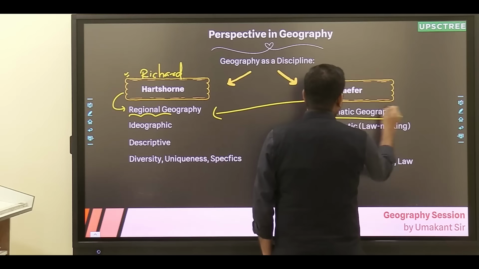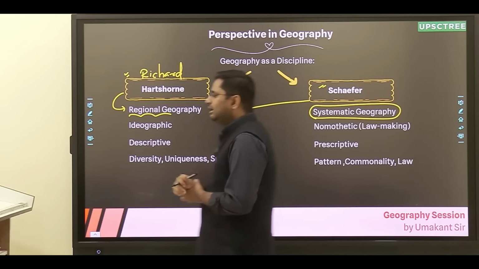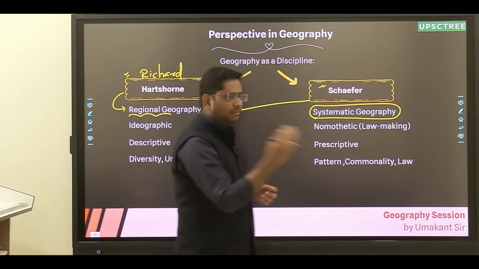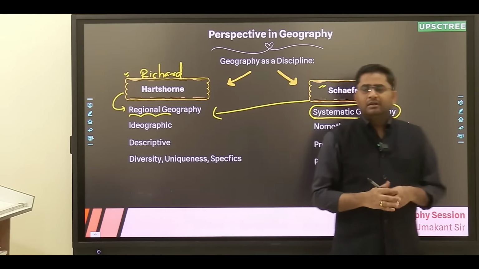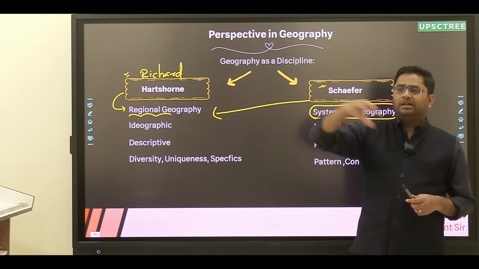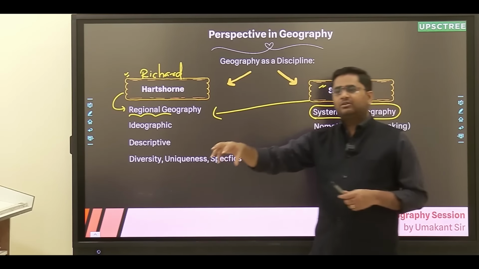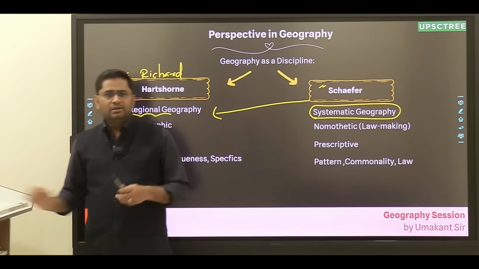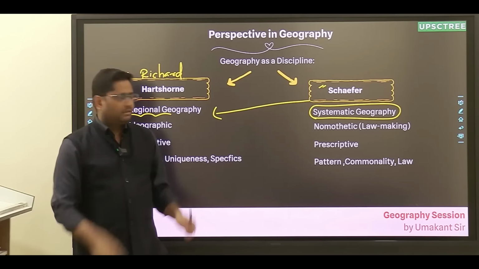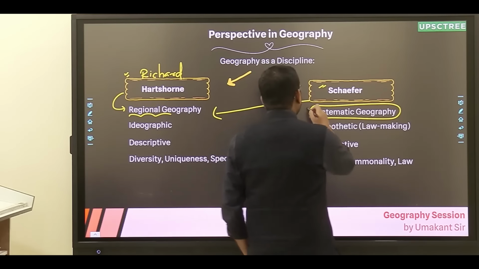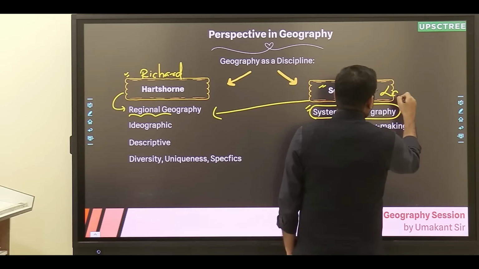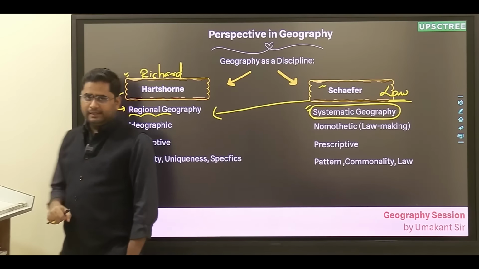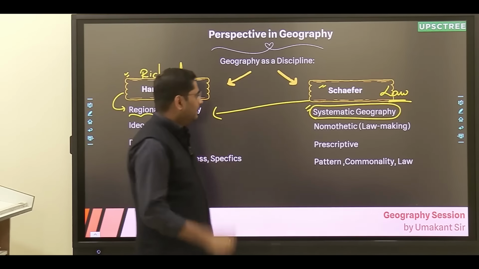That's why he will advocate what? He will advocate systematic geography. He will push the geographers to go and study different regions, but one particular thing, say climate or vegetation or soil, and find a pattern. For example, I visit 5 continents and study the soils, and whenever I found black soil, I found that cotton cultivation is possible over there. So I create a thesis or a law or something. Okay. So he wanted geographers to create law. For Schaefer, geography should be a nomothetic entity. It should be systematic as well as a law making entity.